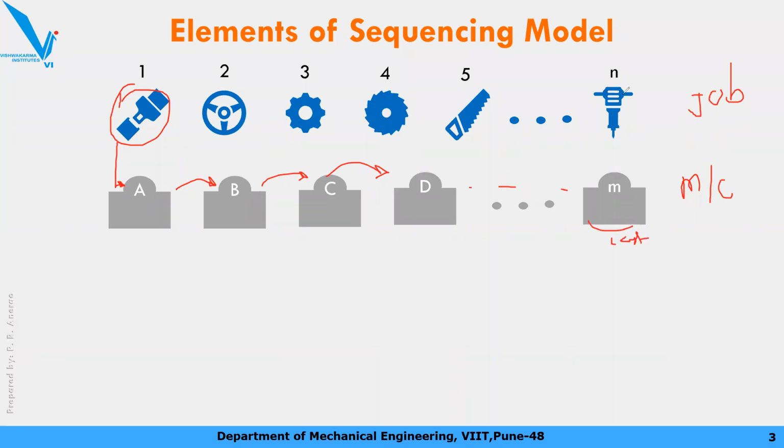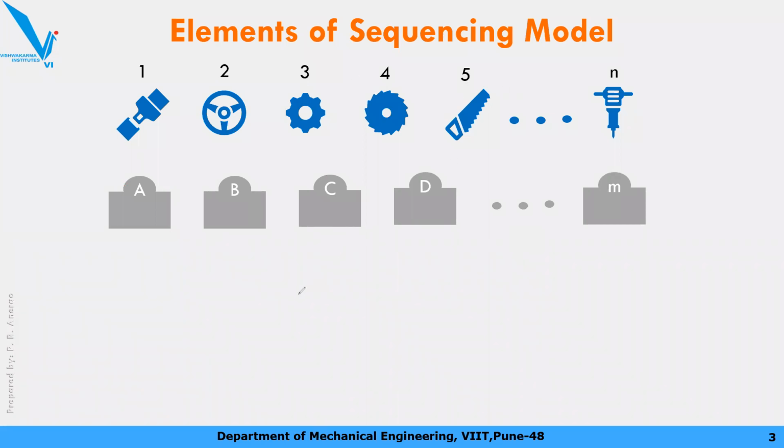Okay, so there are n jobs. The second job might follow another sequence. It might go to machine C, then machine B, then machine A, and then D. So the sequence of operations to be performed is known to you. Now what is the aim here? Already you know that job 1 has to go through A, B, C, D. So what is the aim of the sequencing model?